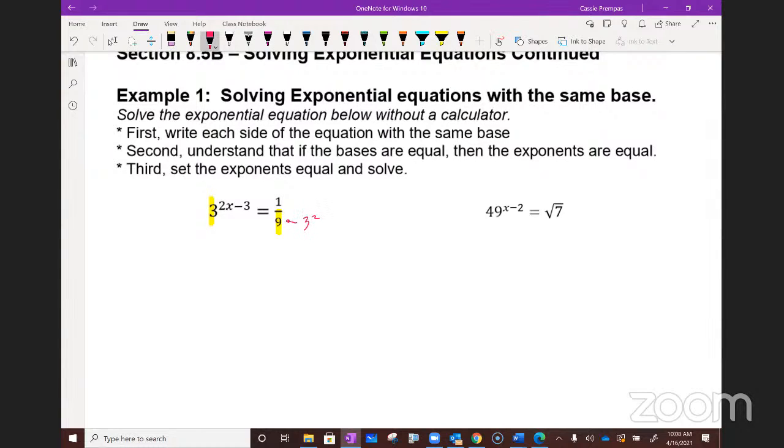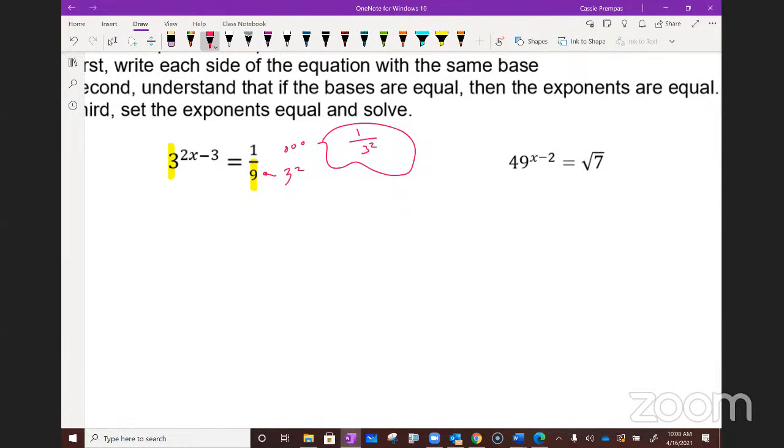So if I look at this as, I'm going to do a little thought bubble. This is really 1/3 squared. If I can write both of the sides of the equation as the same number to a power, I can solve this without a calculator. So 1/3 squared, I heard Christian say it. Christian, how could we rewrite that as just 3 to a power? 3 to the negative 2. Awesome, 3 to the negative 2. Looking at the other side, I already have 3 raised to the 2x minus 3.